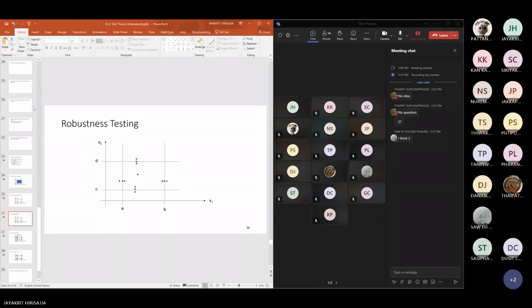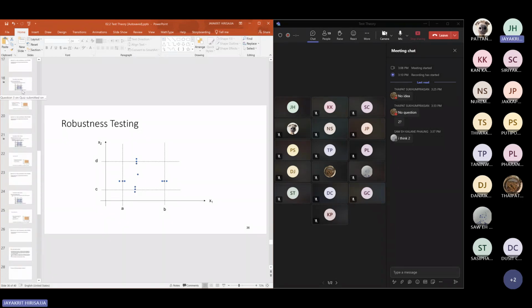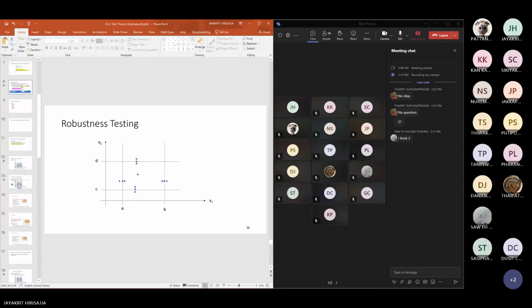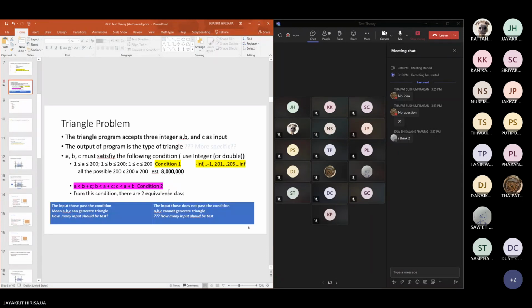Just like, for example, the triangle problem. What is the boundary value of A? It should be at 1, right? If A is an integer, 1 is okay. What is the next one? If the value is 0, this is not okay. How about 0.99 if we input? What should be the output?